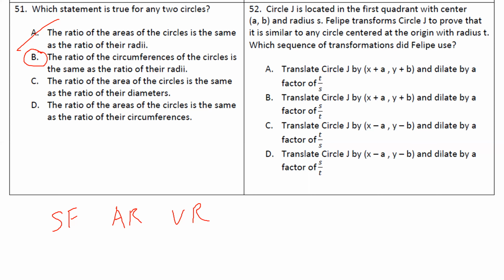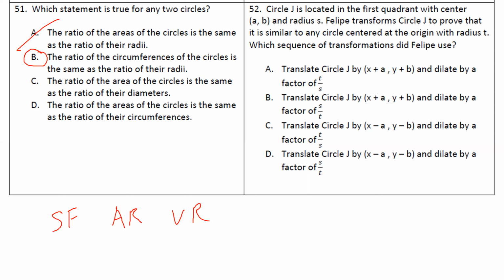Just so we see the other two, the ratio of the area of the circle is the same as the ratio of the diameters. Again, comparing area to a single dimensional measurement, not the same. And then D, the ratio of the areas of a circle is the same as the ratio of the circumference. Circumference is a single dimensional measurement. So again, that is also wrong. So B is the only correct answer.